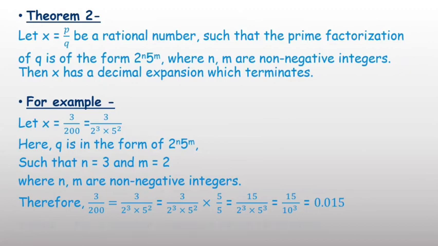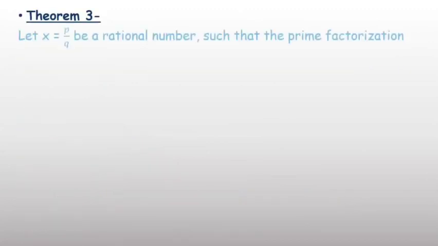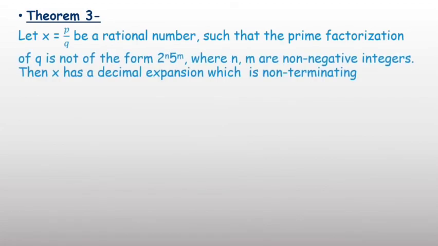Now the third theorem, again it is a rational number p upon q, but the denominator, meaning q, is not of the form of 2 power n into 5 power m. Now, in this situation, you will get a non-terminating decimal number.